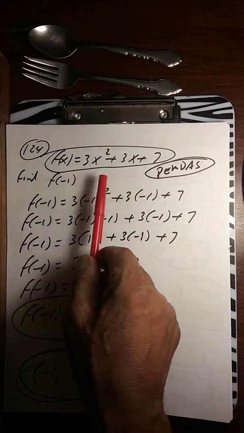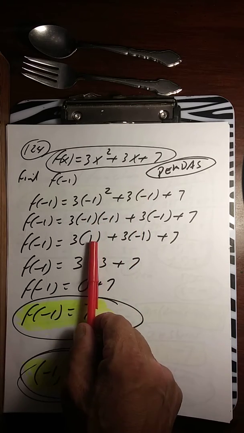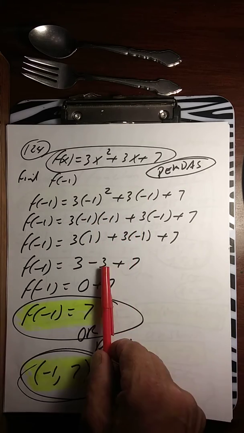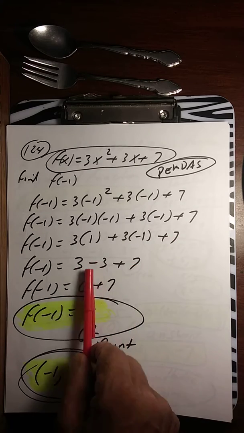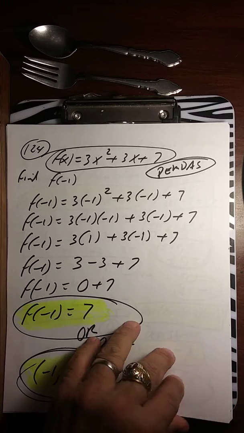Evaluate this formula with this number here. So put -1 in it for the x's. -1 squared is 1. That's 3. That turns out to be -3. Brings it down, so 3 minus 3 is 0. 0 plus 7 is 7, or (-1, 7) as a point.